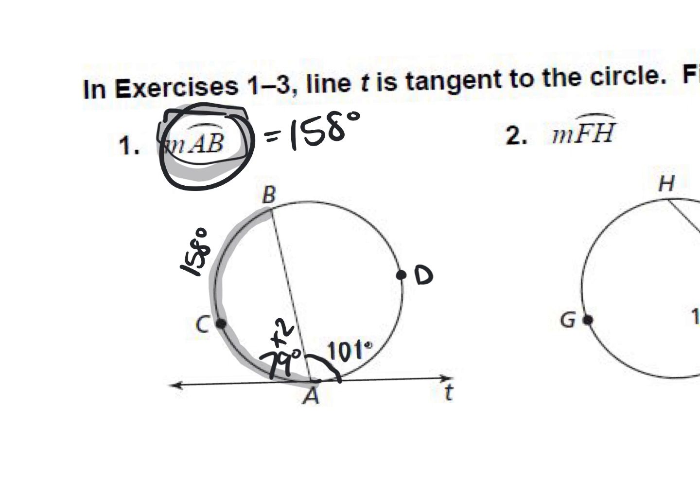You can multiply 101 by 2, right? You would get 202 degrees, and then you could go ahead and subtract that 202 from 360. The cool part about these problems, guys, is because there's so much symmetry, you can actually do any of these problems one of two ways. You can do it using the angles, adding up to 180, or you can use the circle, the arcs adding up to 360. Chloe?